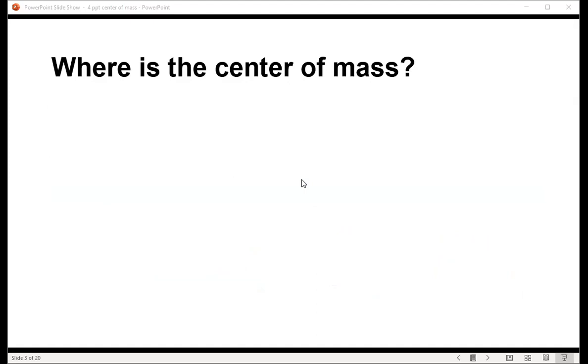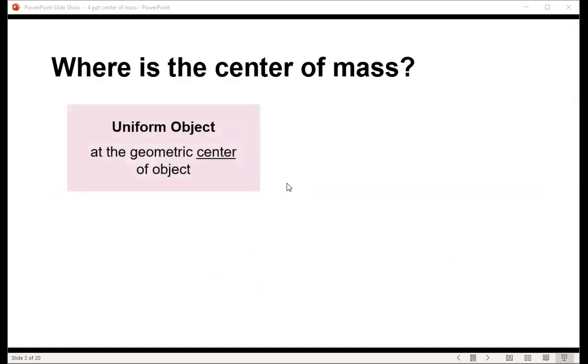So how do you know where to put that dot? How do you know where the center of mass is? Well, if the object is symmetrical or perfectly uniform, it's at the geometric center. So if I have a crate, right smack in the middle. If I have a baseball, right smack in the middle. If I have a pyramid or a triangle, right smack in the middle.